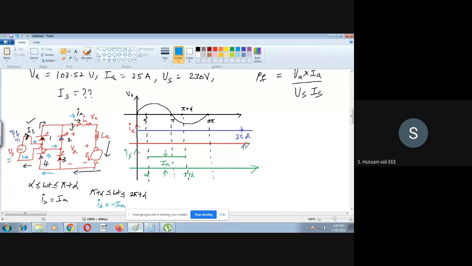So where is 2 pi plus alpha here? 2 pi plus alpha is here. But one thing you must understand is that it is not IA, but it is minus IA. So what is IA here? IA is still constant. So minus IA in the sense it's negative. It is negative. So we join this.